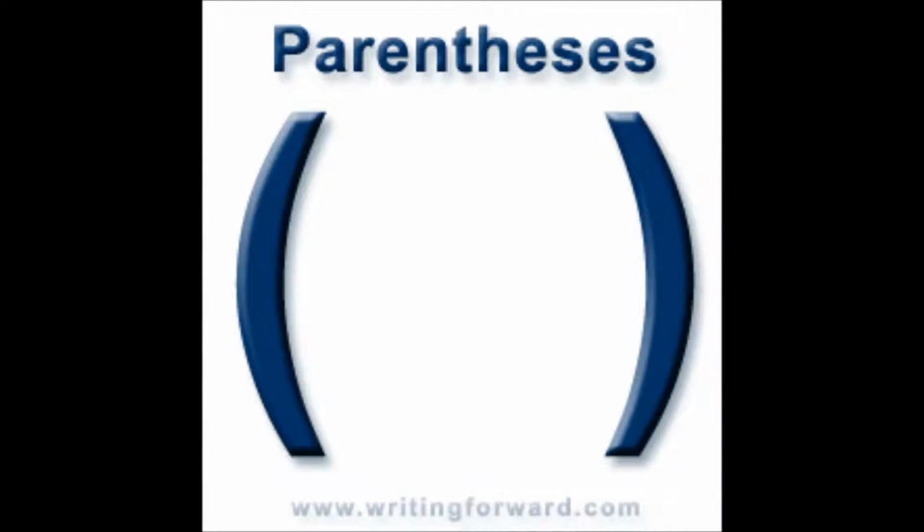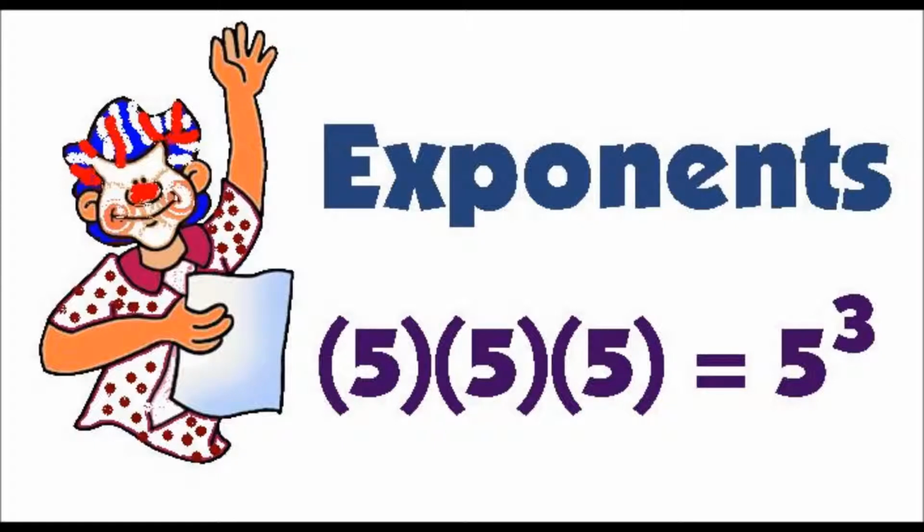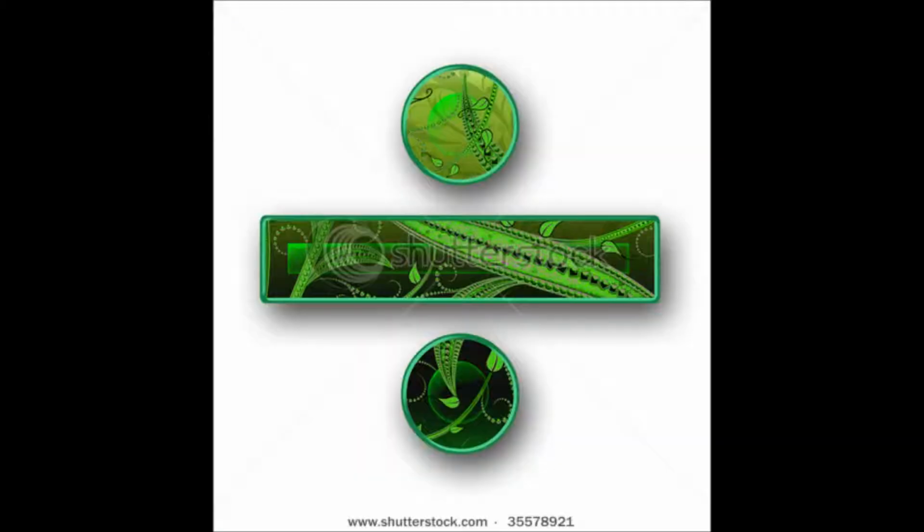P is for parentheses. You must compute those first. E is for exponents, the little numbers that mean to multiply that number by itself that many times. M is for multiply, which is commutative, so you can do it in any order. D is for division, which must be done left to right. A is for addition, which is also commutative. And lastly, S is for subtraction, which must be done left to right.